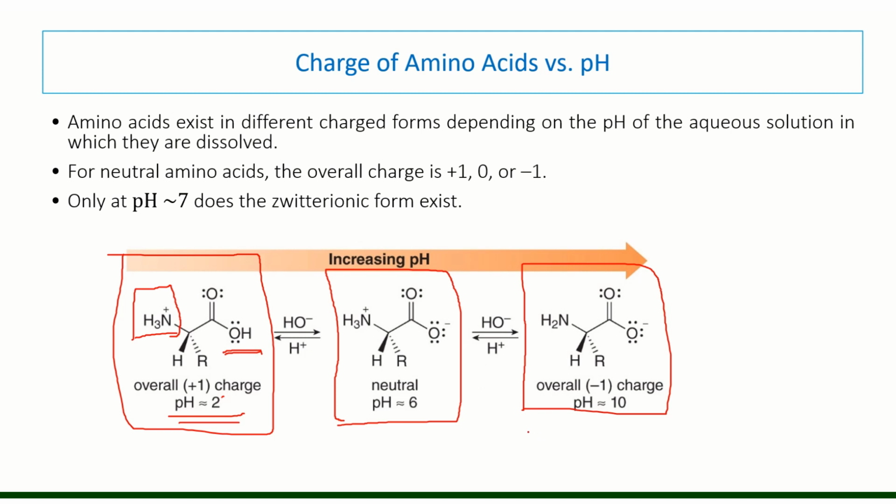On the basic conditions, i.e. high pH, then deprotonation of the ammonium species occurs to give you the amine, and deprotonation of the acid to give you the carboxylate. Yeah?